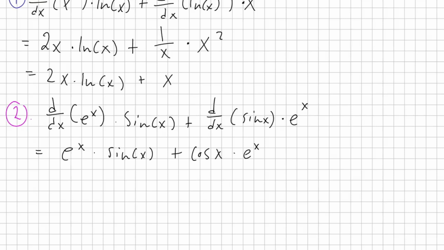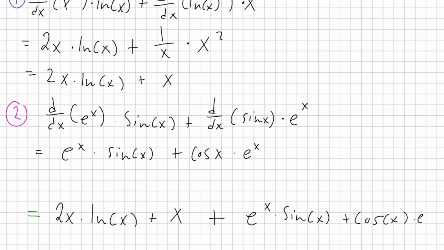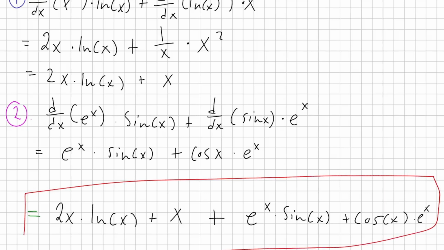Actually, no, let's do a green equal sign for the final part, which is basically going to be 2x times the natural log of x plus 1 over x. Oops, never mind. We already simplified it. Just plus x. And when we're adding, remember this plus sign goes in here. It'll be e to the x times sine of x plus cos x times e to the x. And that should be our answer in this case.